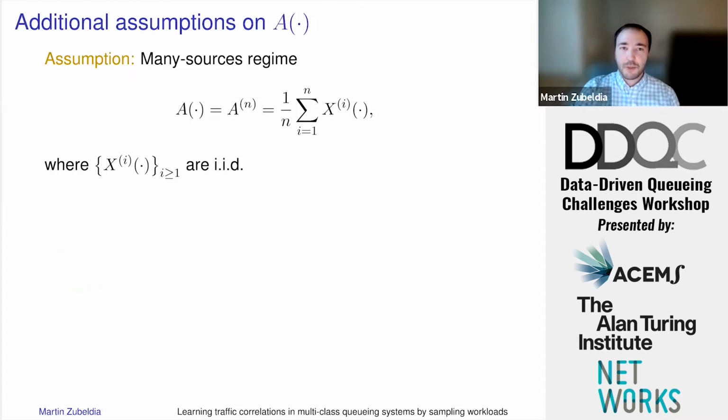A few further assumptions that we put on this arrival process A is that, again, because the traffic is highly aggregated, we assume that we're in what's called the many sources regime. That means that the arriving process is actually a superposition of a very large number of IID arriving processes. So the X are all IID, and the arrival process is their superposition. You can think of N being a very, very large number.